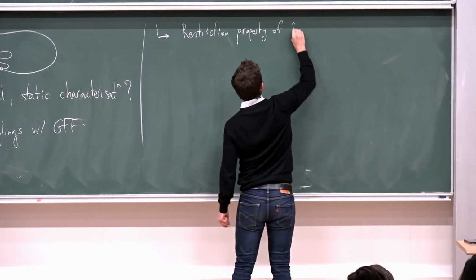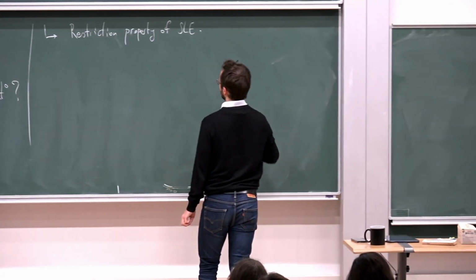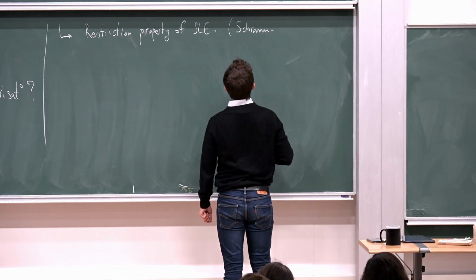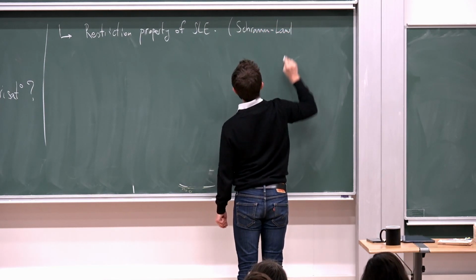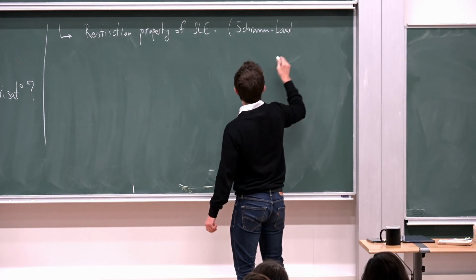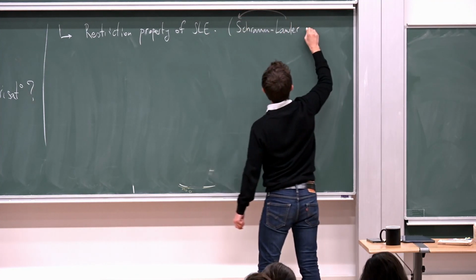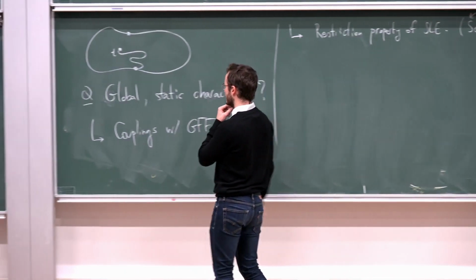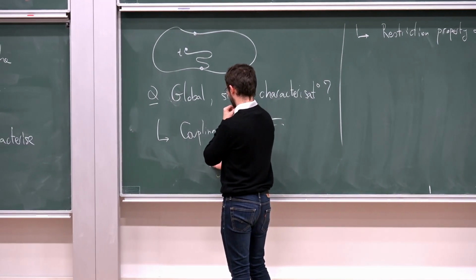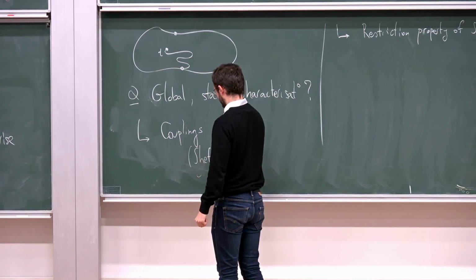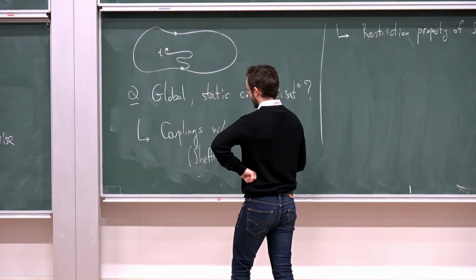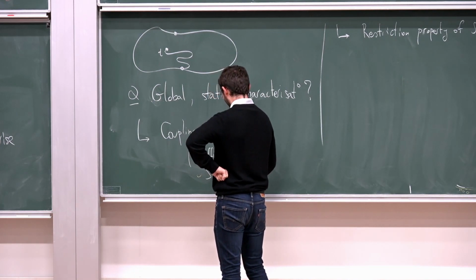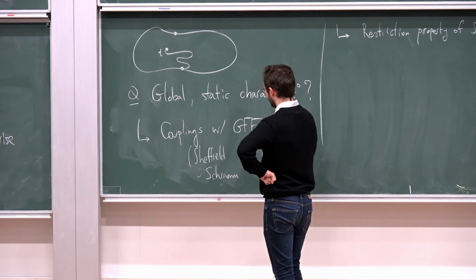of SLE. This restriction property was derived by Lawler, Schramm, Werner. Lawler is different from Werner. And here the couplings with the GFF were derived by Schramm-Sheffield and also Miller-Sheffield.